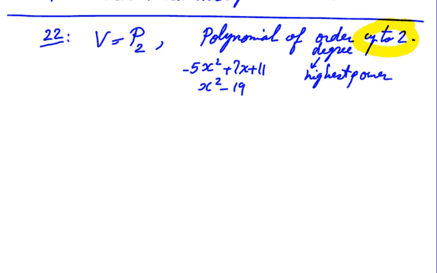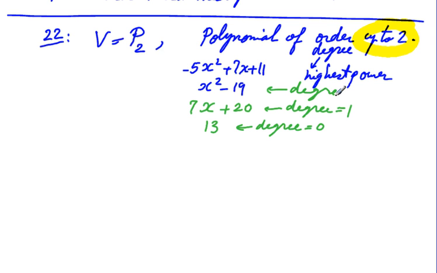So if you had just x, like say 7x plus 20, that's fine. You don't even have to have any x's in it, so you can have like 13. What is the degree of this one? The degree of this guy is 0. This one, degree is 1. This one, degree is 2.